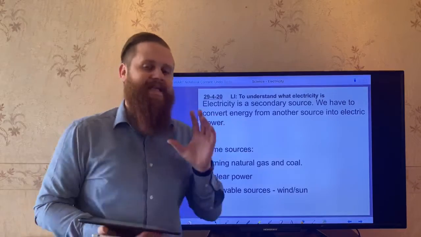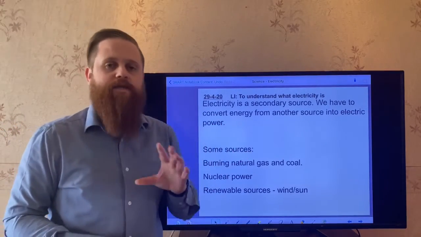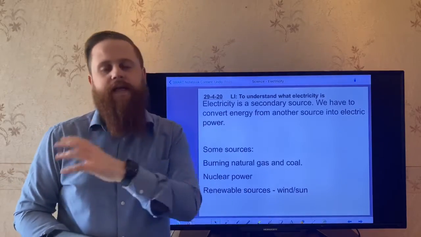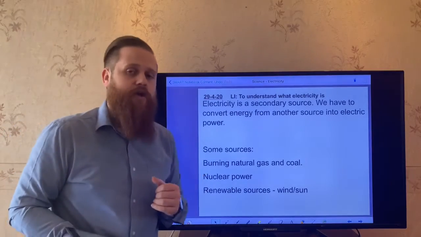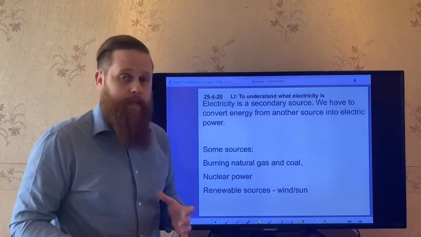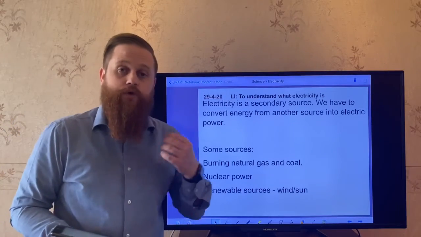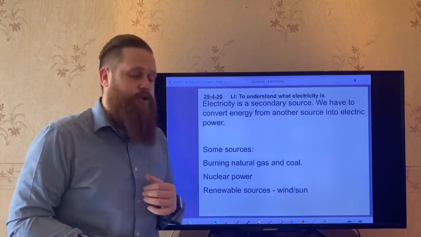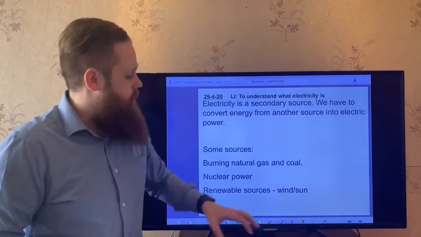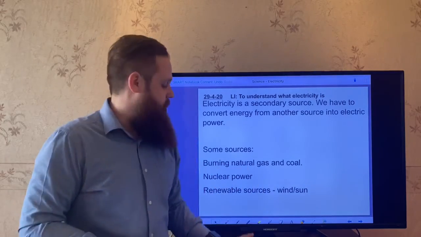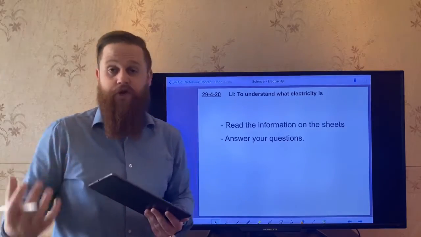Now, electricity is a secondary source. Secondary means second, of course, and we have to convert energy into electricity. Some of these sources would include burning natural gas and coal, maybe nuclear power, or renewable sources like the wind and the sun. So, for example, solar panels are a renewable energy source. Wind turbines create electricity from natural elements that we can use over and over again. Renewable energy sources.